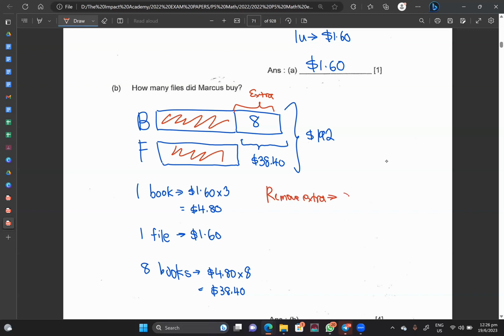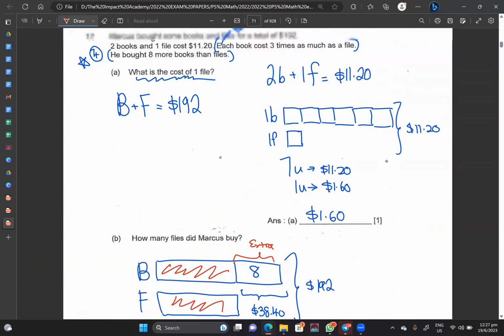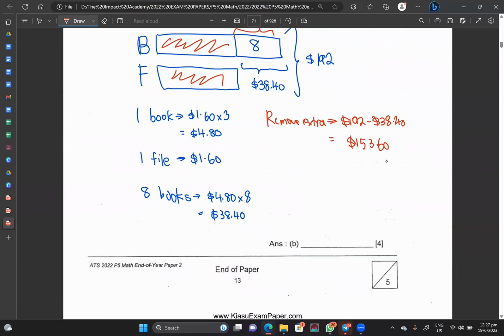How do I remove the extra? I just have to do $192 minus $38.40. And I get a beautiful answer of $153.60. Okay, so this is my extra. Now what I'm going to do next is count one book and one file as a set. So one set of B plus F is equal to $4.80 plus $1.60.